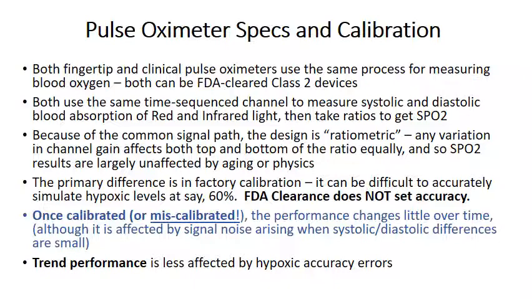Both use the same time sequenced channel to measure systolic and diastolic blood absorption of red and infrared light by arterial blood, and then take ratios to get the SpO2, the amount of oxygen saturated hemoglobin. Now, arterial blood has high levels of oxygen saturated hemoglobin that it is bringing to the tissues, and venous blood has low depleted levels of oxygen because it is returning to the heart to get reoxygenated in the lungs.